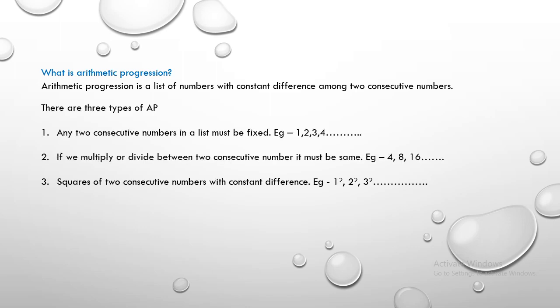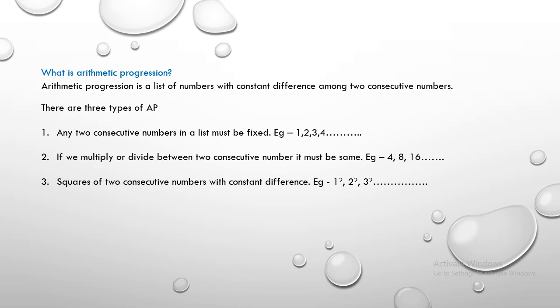We'll just take examples. Basically there are three types of arithmetic progression. The first type says any two consecutive numbers in a list must have a fixed difference. For example, if you take 1 2 3 4, and take the difference between any two consecutive numbers, say between 3 and 2, the constant difference will be 1. If you take 4 and 3, the difference will be 1. Like that. Now the second type of arithmetic progression.